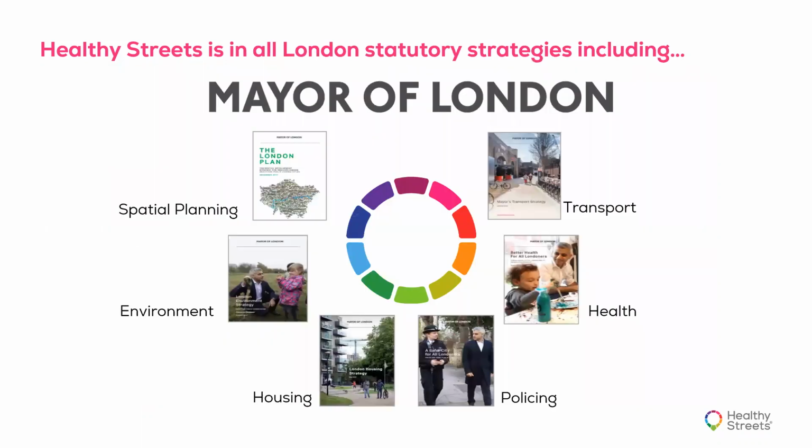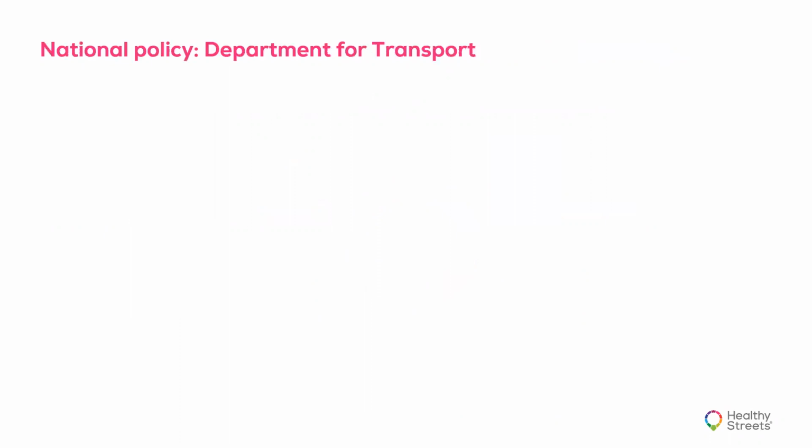In London, the Healthy Streets approach is embedded in all of the statutory strategies. It's the framework for the Mayor's transport strategy, it's a core policy in the spatial plan, and the way that it is embedded across all different sectors reflects what Healthy Streets is all about. It's about not just one professional group doing their job differently, but about cross-sector working to change the whole system to deliver better places for people.